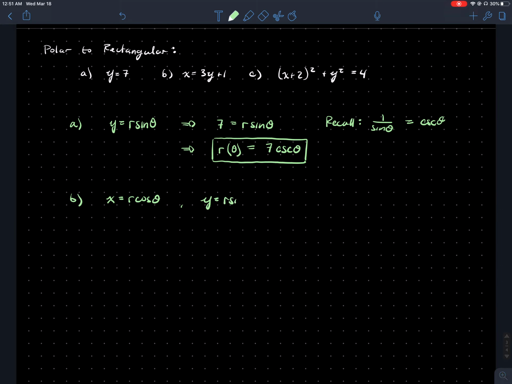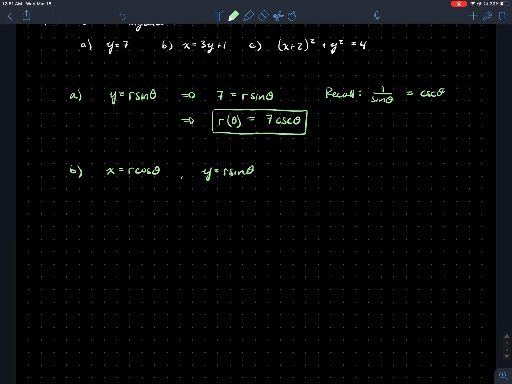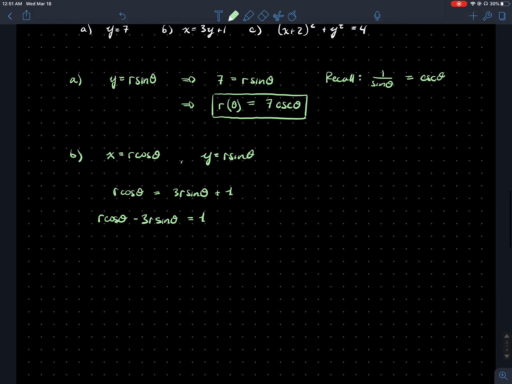y is equal to r sine of theta. And we just have to plug these in. So we have r cosine of theta is equal to 3r sine of theta plus 1. We can move all of our r terms over. So we have r cosine of theta minus 3r sine of theta is equal to 1.